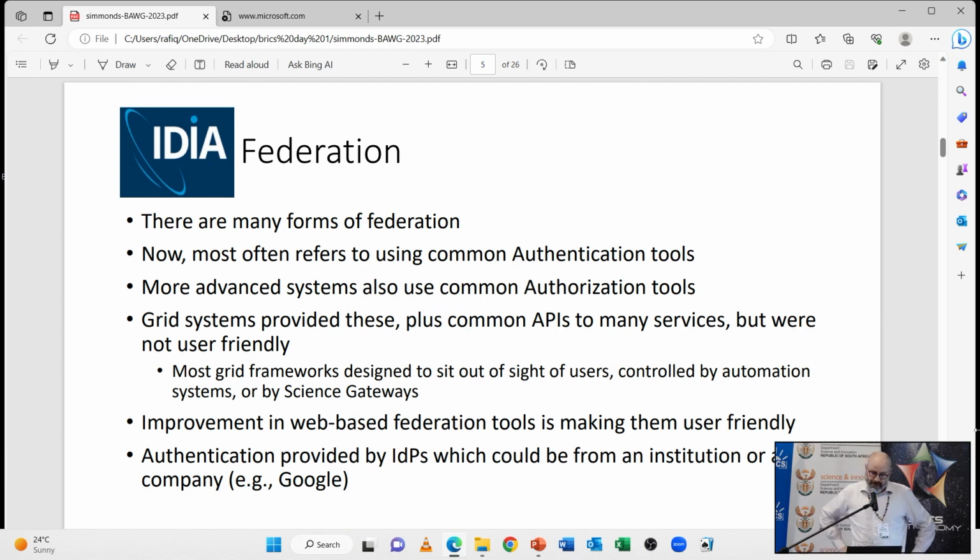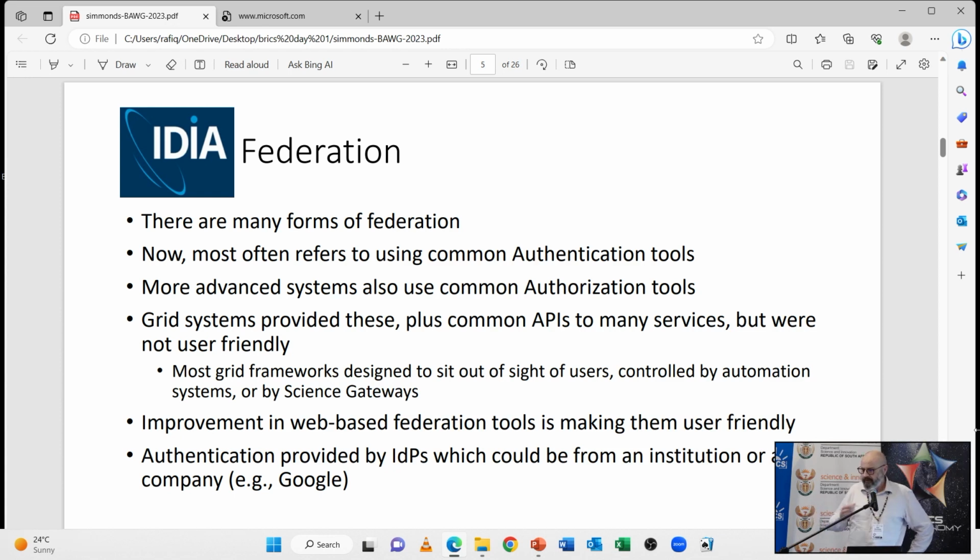So there are many forms of federation, and usually you're talking about common authentication techniques, but more advanced systems also have common authorization systems. So the grid systems from the early 2000s had ways to provide these common APIs and services, but they were not at all user-friendly. They were really created by massive projects where everything was automated, and so you really just weren't supposed to use them as a user. They got a very bad reputation because users tried to use the command line interfaces, and it really wasn't designed for that. But now, with the improvement of the web-based federation tools, these are becoming user-friendly.